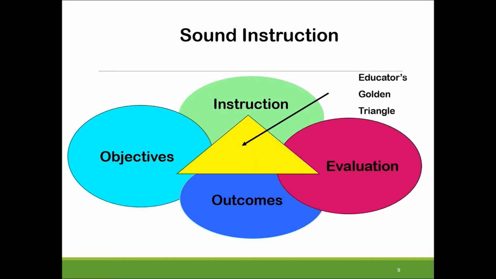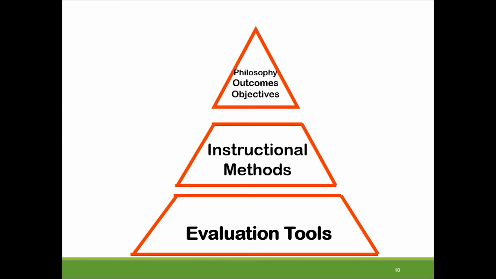But the educator's golden triangle would be the area where all of these pieces begin to talk to each other so that they all function together for the purpose of the supreme goal of having good instruction for your students so that you can indeed achieve good outcomes and they can be functioning in their professional roles. Here's a little bit of a breakdown on that triangle.